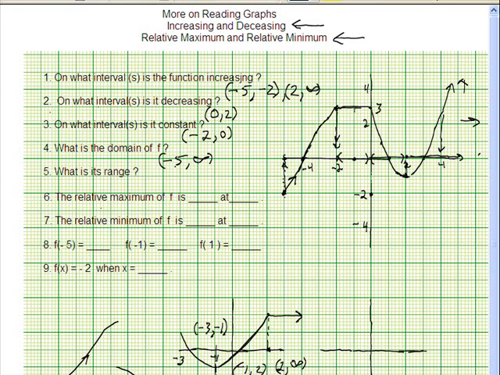Just think of collapsing that function down on the x-axis. What numbers on the x-axis did it cover? It covered everything from -5 all the way out to infinity.